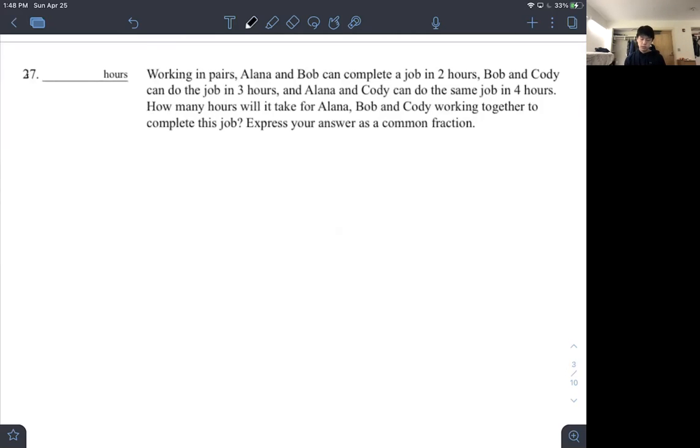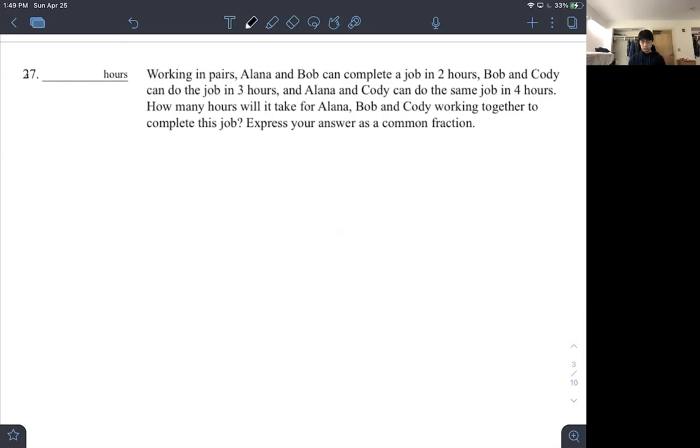Next up, here's problem 27. Working in pairs, Elena and Bob can complete a job in 2 hours. Bob and Cody can do the job in 3 hours, and Alan and Cody can do the same job in 4 hours. How many hours will it take Elena, Bob, and Cody working together to complete this job? Express your answer as a common fraction.